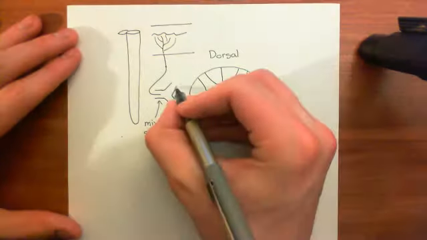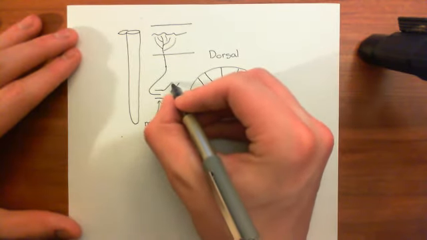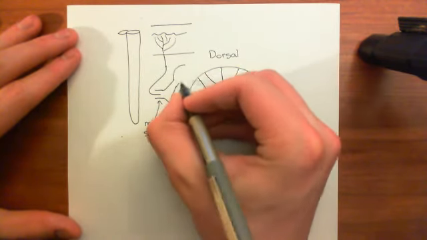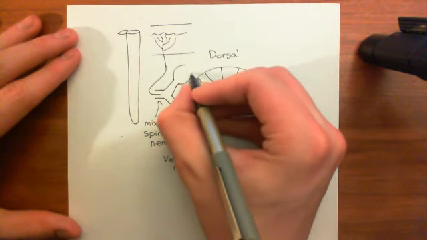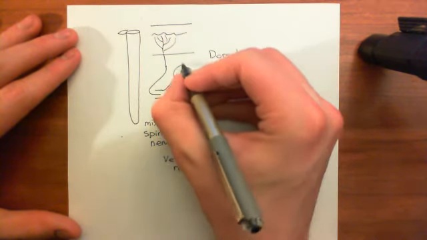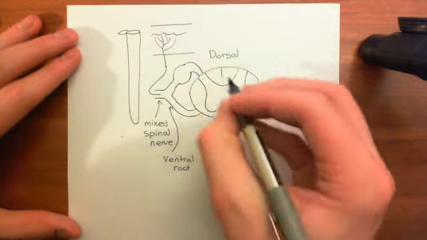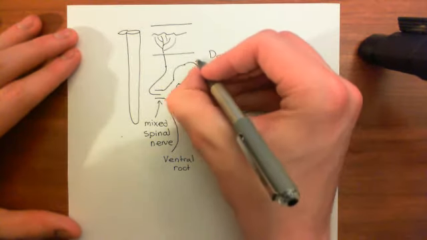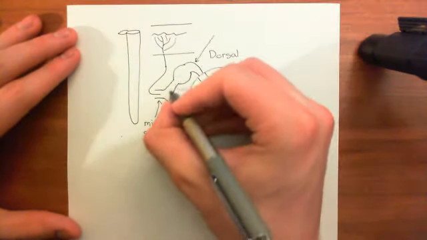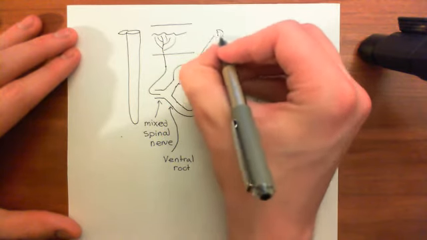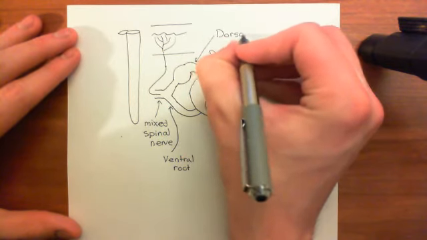And then the dorsal portion is the dorsal root of the spinal cord, and the dorsal root has a special structure, a special swelling known as the dorsal root ganglion here. Okay, right. So this whole structure, the whole thing here, this is the dorsal root of the spinal cord.